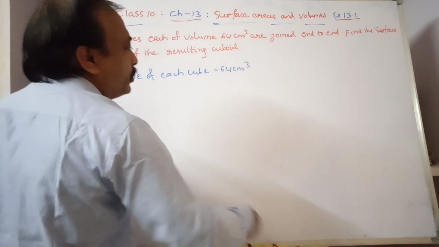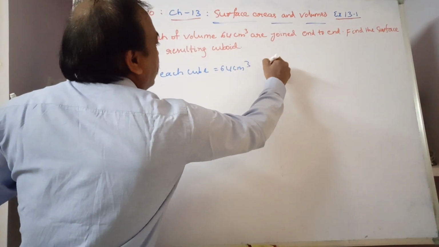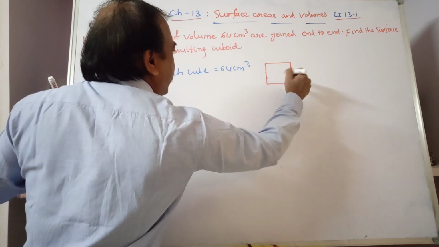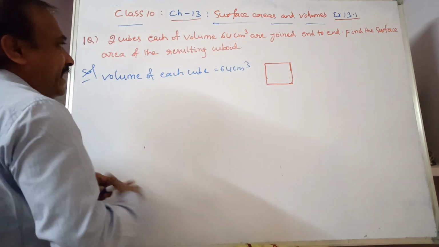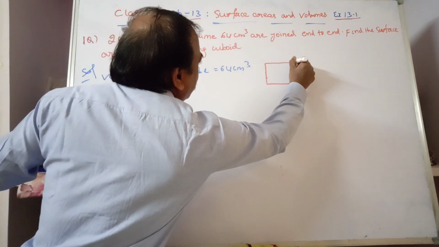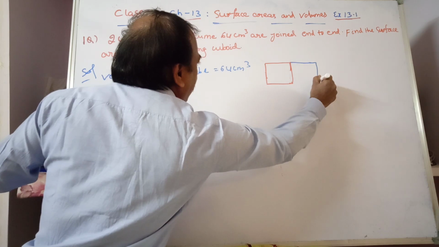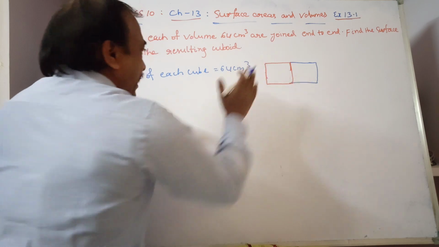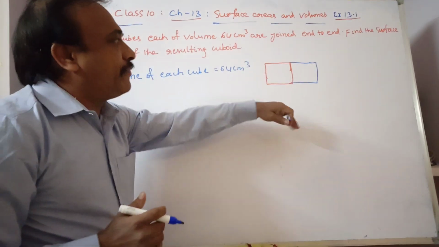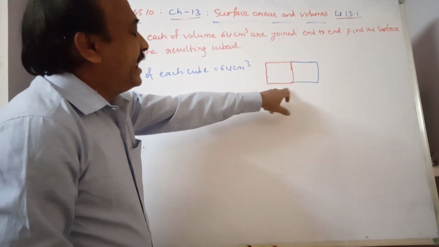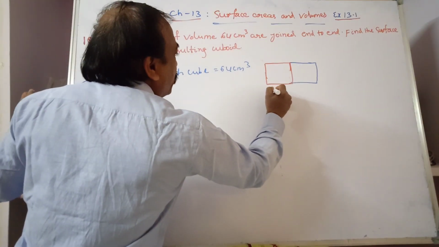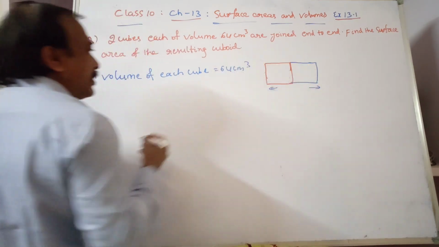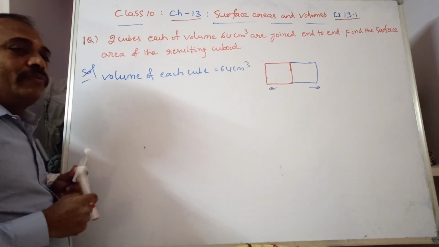Actually, I will show you a rough diagram, in which the cubes' end faces are joined, one end to another end. This is one flat surface, and here is one more flat surface of the other cube, joined end to end. Here I am showing only one flat face of each cube. So these are the two cubes we joined end to end, one cube here and another cube here, and the volume of each cube is 64 centimeter cube.